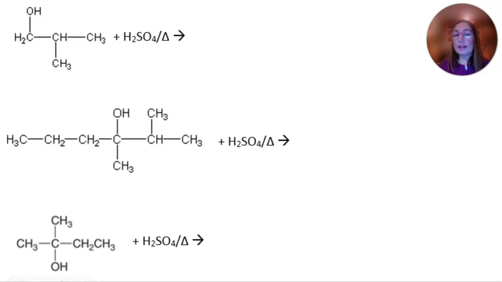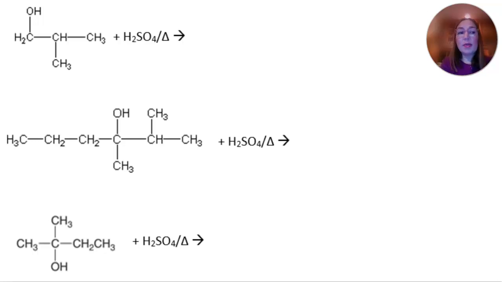So let's try some ourselves. Here we've got CH2 with an OH on it, and then that CH2 is bonded to CH, which is bonded to two different CH3s. So we've got OH, CH2, CH, CH3, where that second to last carbon has a CH3 group coming off of it. And it's going to be reacted with H2SO4 and delta for heat.